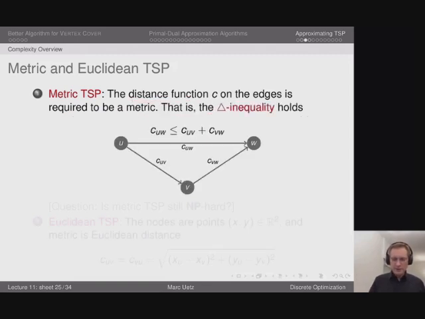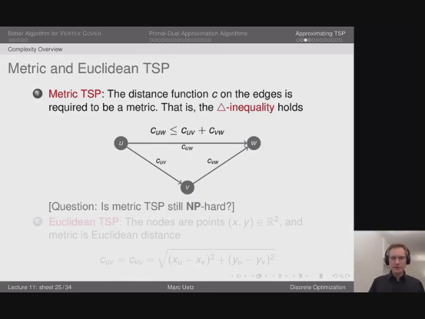So that means it fulfills the triangle inequality. So the shortcut going directly from U to W cannot be more expensive or longer than taking the detour via another intermediate vertex V. Okay, so that's the metric TSP. Before we think about approximation algorithms for that problem, the first question should be, is this still an NP-hard problem, yes or no? Okay, so is the metric TSP problem still NP-hard?